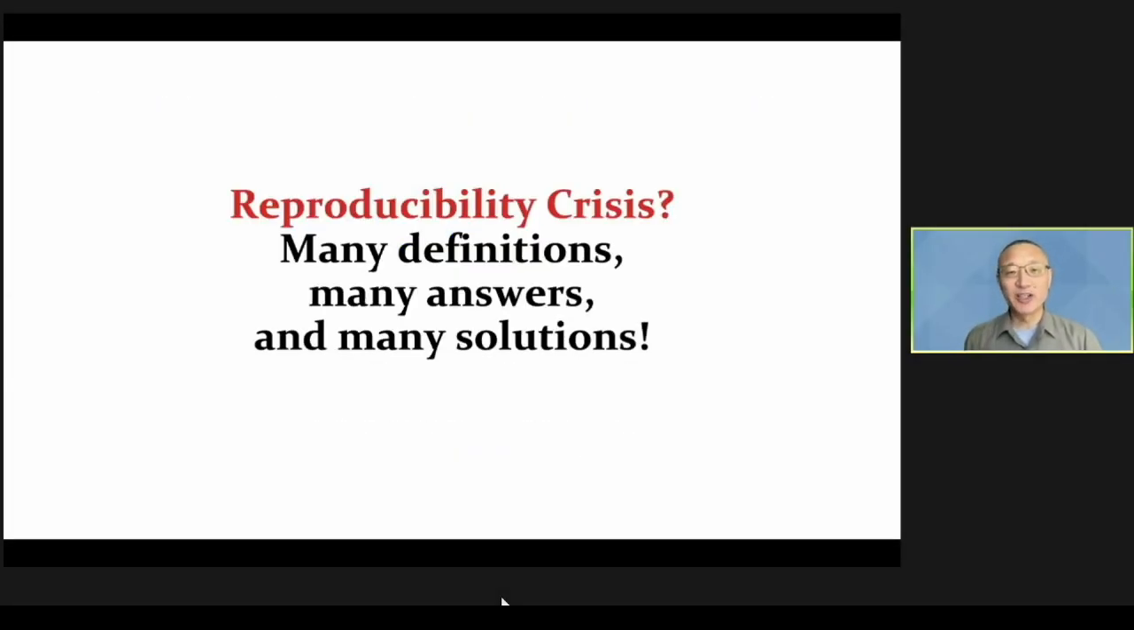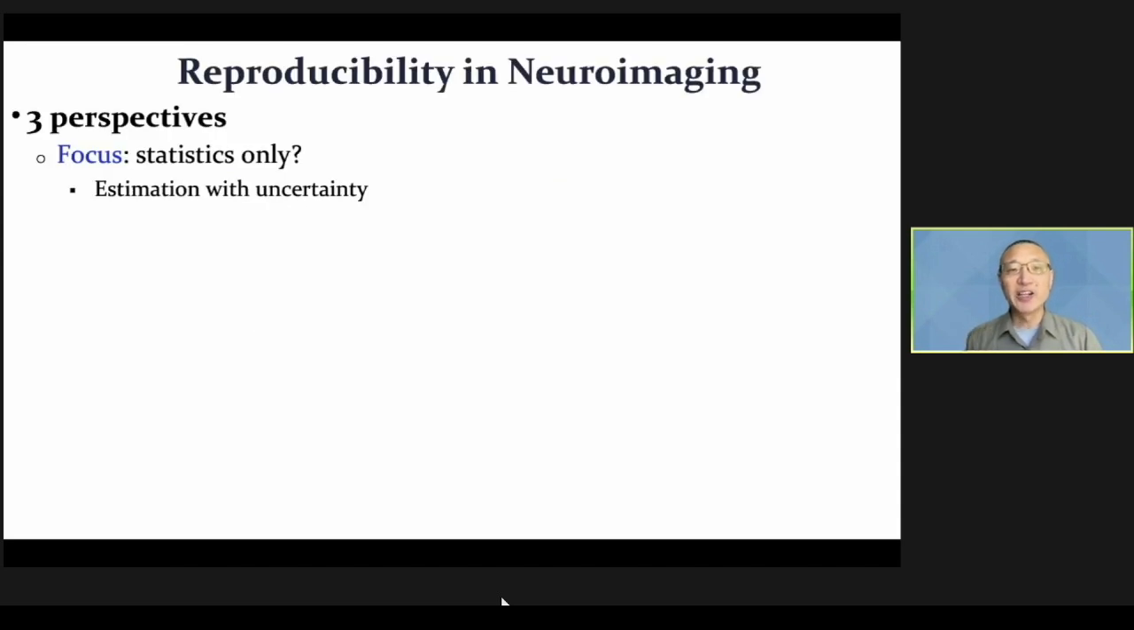Reproducibility is important in science. Neuroimaging is not an exception. There are many discussions and debates about reproducibility in neuroimaging. But here, I'm going to limit it to three perspectives that are related to common practice and modeling in neuroimaging. So the first perspective is about statistic.